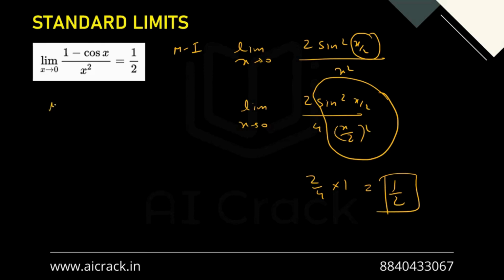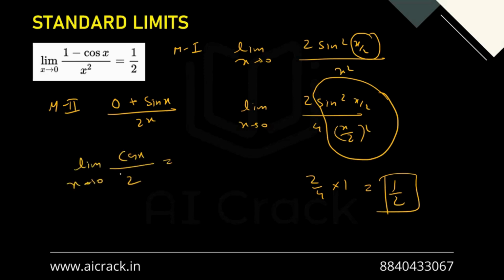Now in case of method 2, very simple, you can use L'Hopital over here. 1 minus cos x, that would be 0 plus sin x, divided by 2x. Now again, it's a 0 by 0 form. You can use L'Hopital once again. That would become cos x divided by 2, limit x approaching 0. In this case, the answer would be 1 by 2, right?